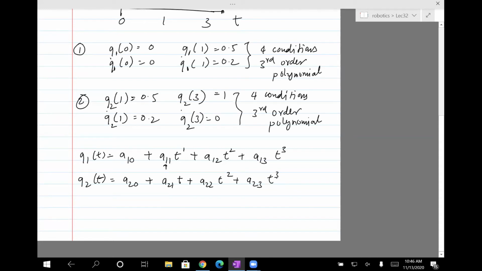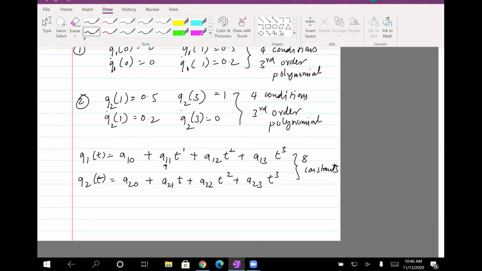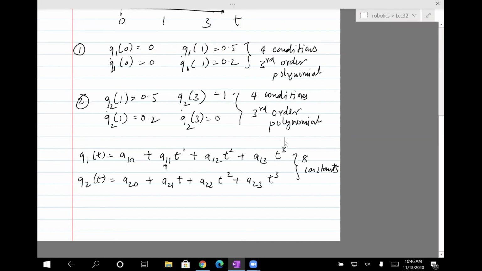Okay, so we see that in total we have 8 constants which we need to find. So what we'll get is 8 equations, and those 8 equations will help us find those 8 constants. I also need to get the velocity, so I'm going to do that next. Let me just do it on the next page. So copy this.